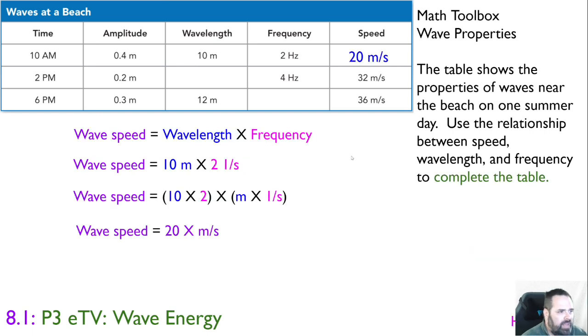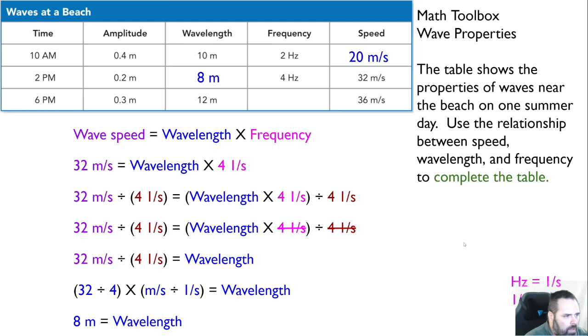Okay, so we start with speed. So we can calculate speed, right? Wave speed is equal to wavelength times frequency. We've got a wavelength of 10 meters. We've got a frequency of 2 hertz, or 1 over s, right? If we multiply those, we get 10 times 2, that's 20. And we get meters times 1 over s. We can rearrange that. We get 10 times 2 is 20, and now we get meters per second. So our wave speed is 20 meters per second. Okay? And here I'm reminding us that hertz is equal to 1 per second. Okay?